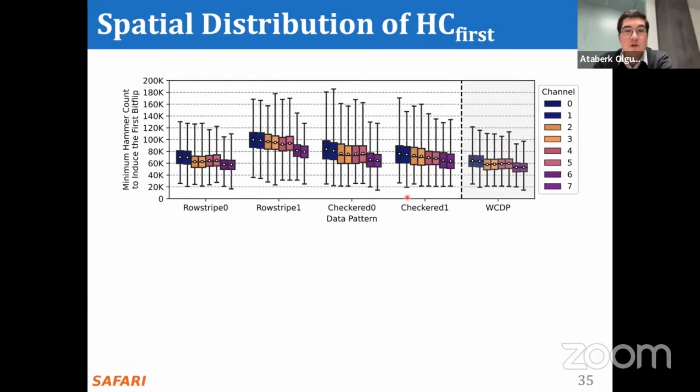Okay, now this plot shows the HC first distribution, the number of aggressor row activations to induce the first bit flip. So this RowHammer vulnerability becomes worse as we go down on the y-axis. And we show the different data patterns on the x-axis. We use different boxes to plot the distributions of HC first for different channels.